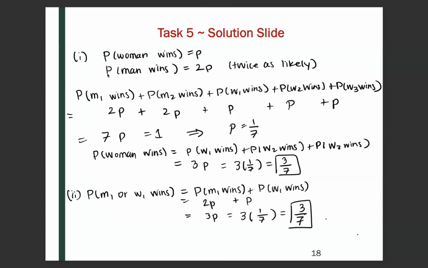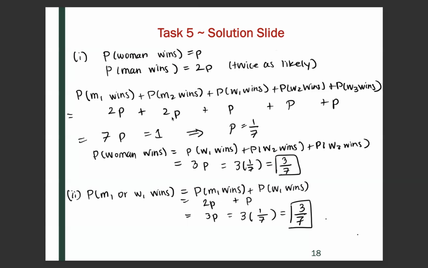So the probability that a woman wins, we'll define that as P. And a man is twice as likely to win compared to a woman, so that's 2P. We want to make sure that these all add up to 1. So the probability that M1 wins, plus the probability that the second man wins, plus the probability that W1 wins, plus W2 wins, plus W3 wins. Here M1 is a man, so that's 2P as the probability.